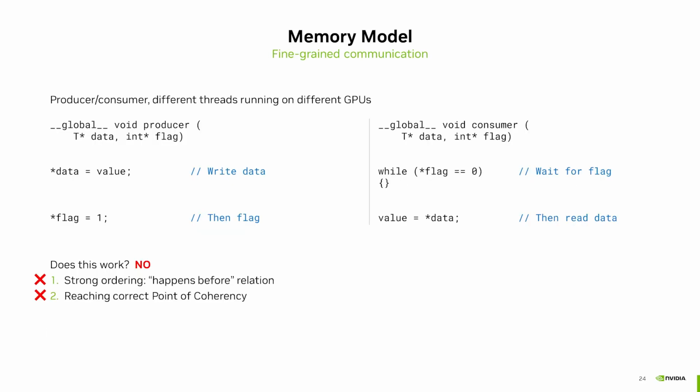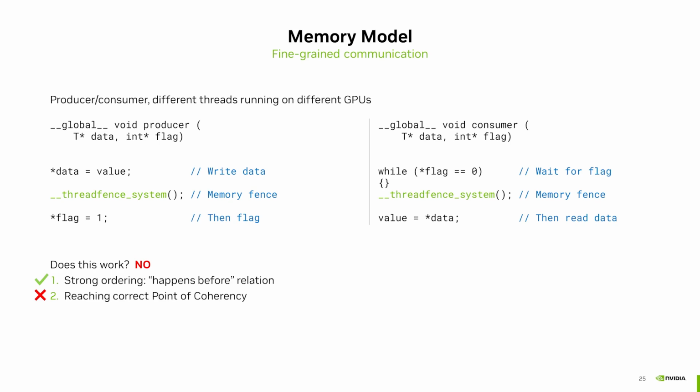OK, now let's talk about how we can fix the producer-consumer example. So you already saw this code. Both items are not satisfied, so the code does not work. Memory fences can enforce condition 1. However, they do not ensure that memory operations are visible to other threads.